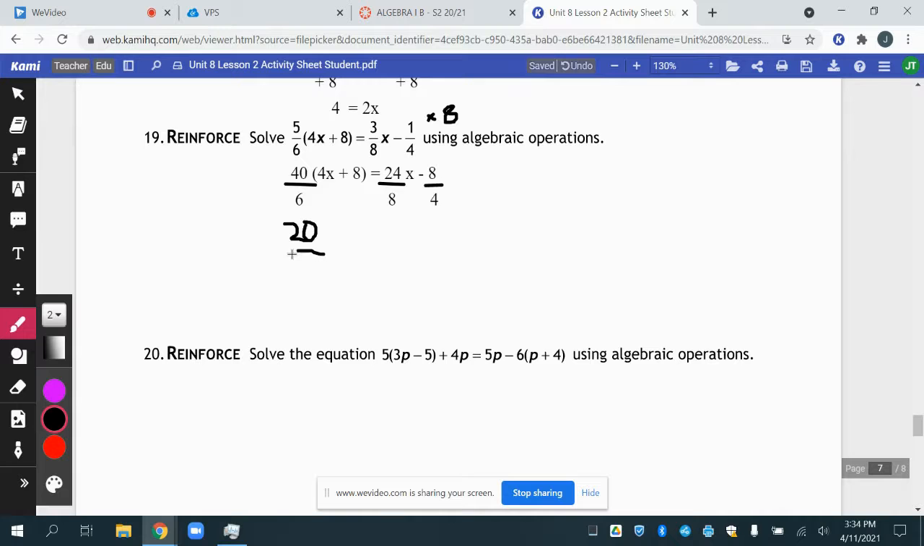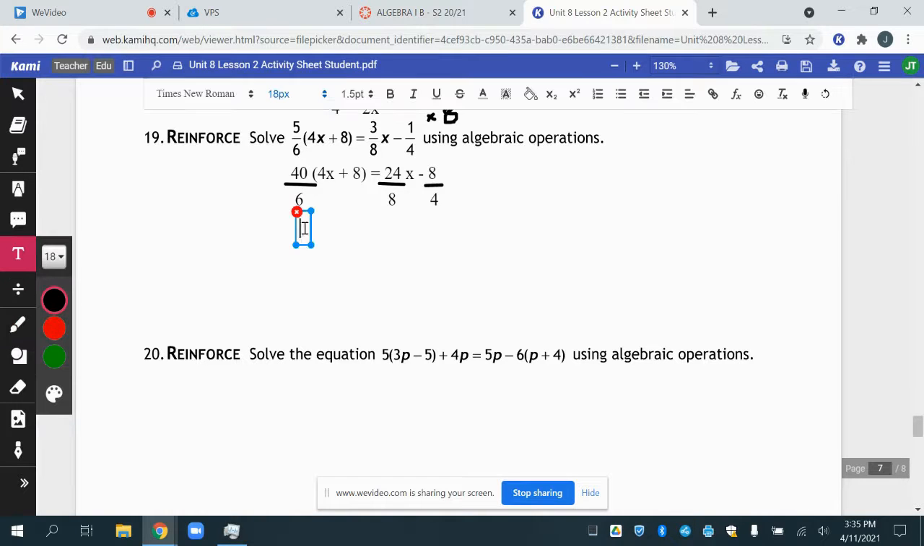Because it simplifies. I might just have to do another step. Welcome to the world of algebra. 4x plus 8 equals. Things get fun. We have 24 divided by 8 is 3. And 8 divided by negative 8 divided by 4 is negative 2.